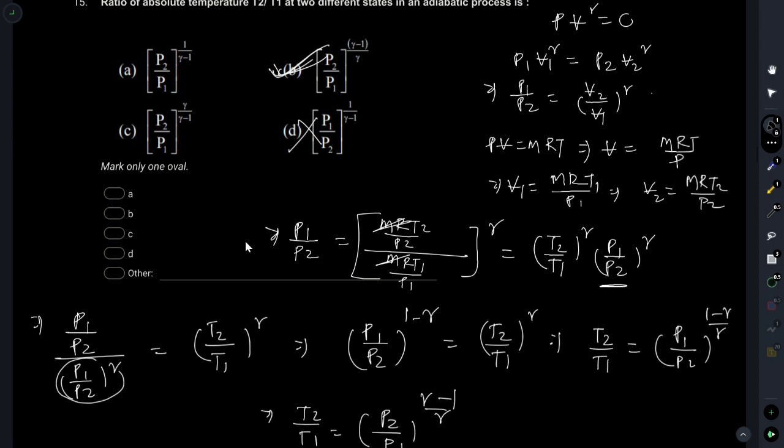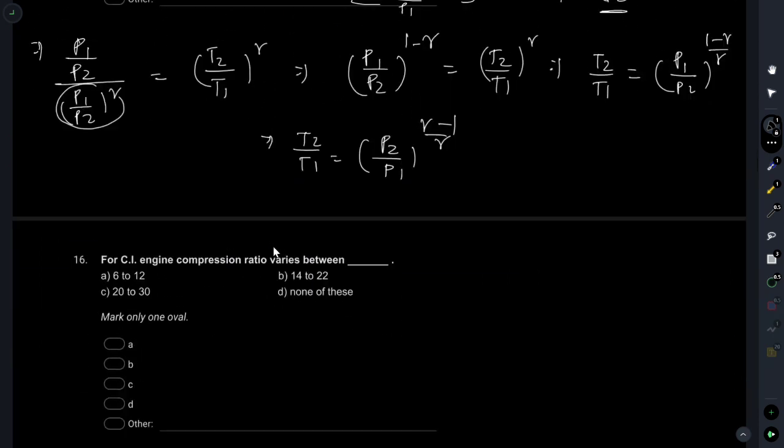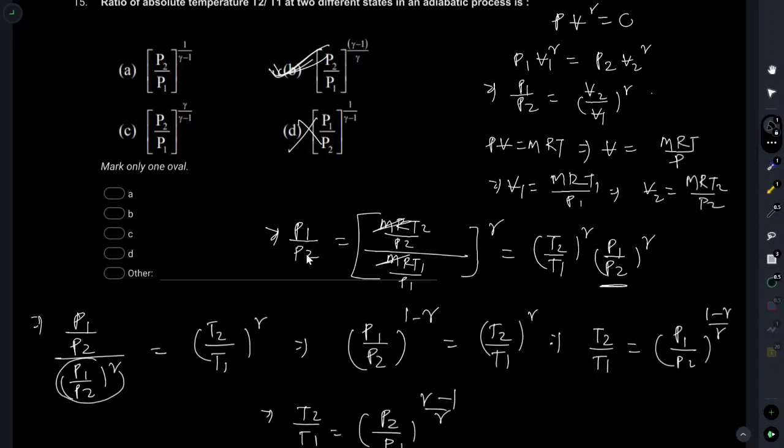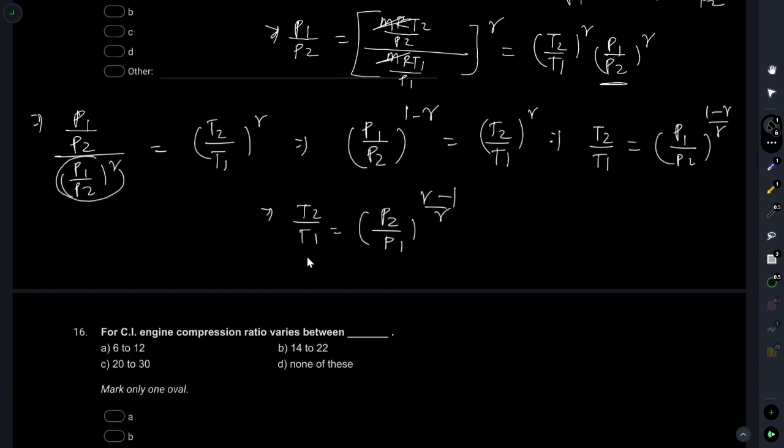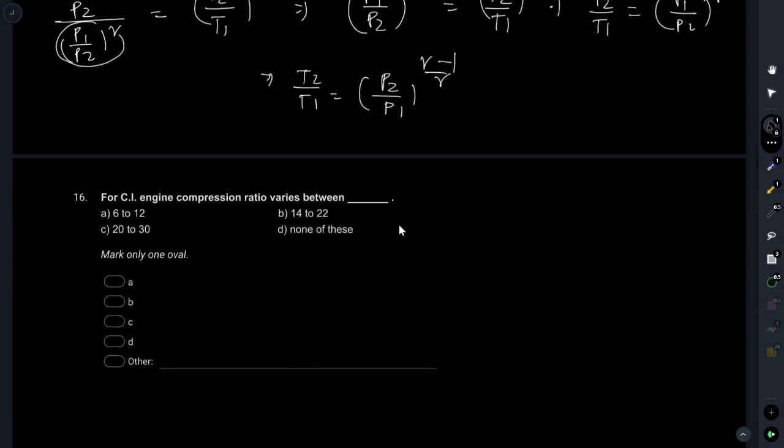Okay, so moving further, hope it was understandable, right? So try to derive it, and definitely this is not a difficult one, an easy one of course. Now this is another question. For a CI engine, the compression ratio varies between what? The range is 14 to 22 for a CI engine, and 6 to 12 for an SI engine, right? So compression ratio is high in the case of a CI engine and less in the case of an SI engine. So here option B will be the correct answer.